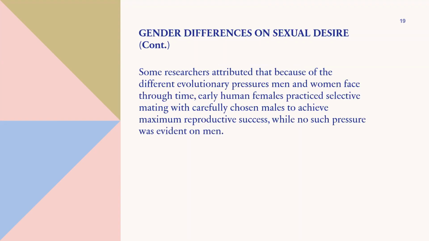Alternatively, some researchers attributed that because of the different evolutionary pressures men and women face through time, early human females practiced selective mating with carefully chosen males to achieve maximum reproductive success, while no such pressure was evident on men. So this may have favored the evolution of stronger sexual desires for men than in women.